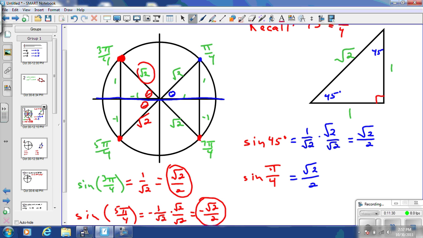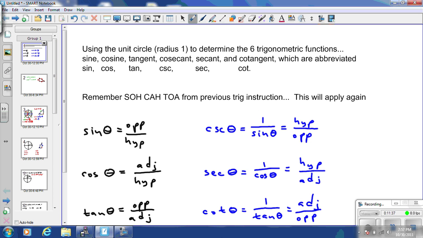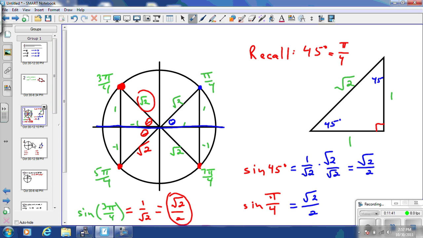So for any multiple of 45 degrees, you should be able to find the sine, the cosine, the tangent, or the inverse functions. You should easily be able to find those using the setup that I've shown here.